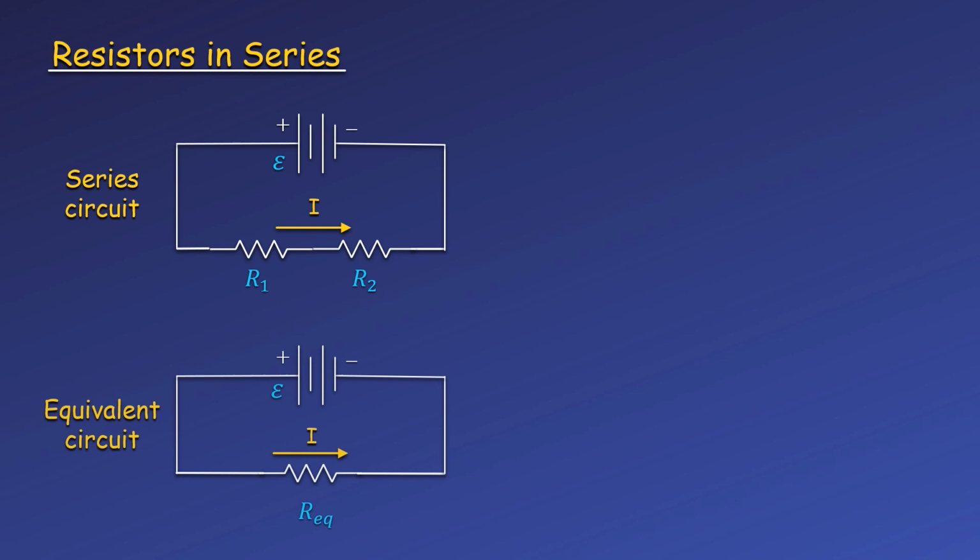First, notice that there is only one route from the positive terminal of the battery to the negative terminal. This means in passing through both resistors, we must drop the full voltage of the battery. This voltage must also be dropped across the single equivalent resistor. We actually don't even need to look at the terminals of the battery at all.